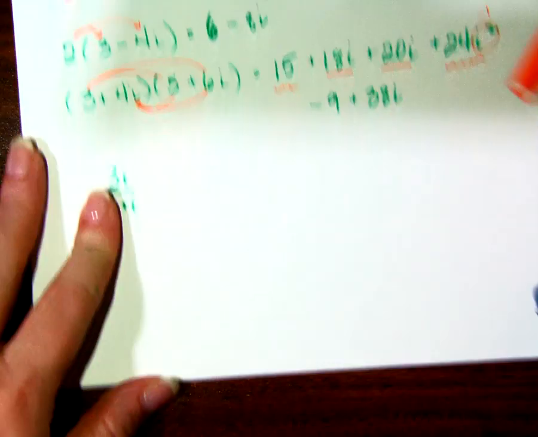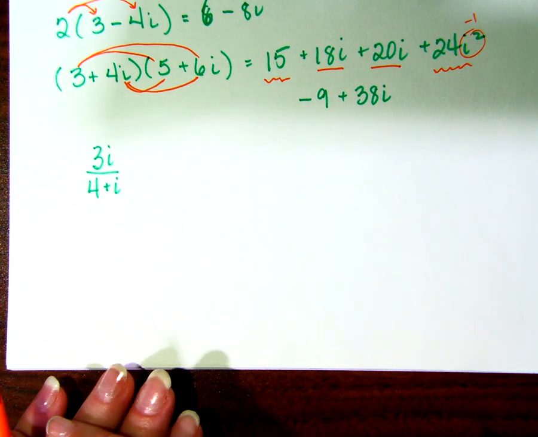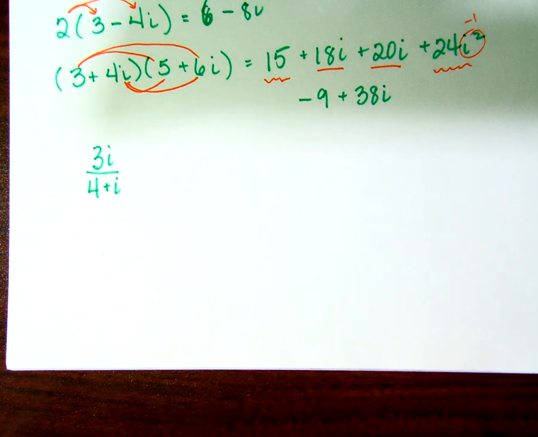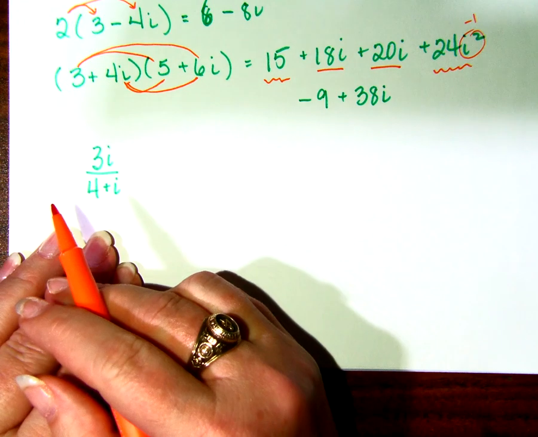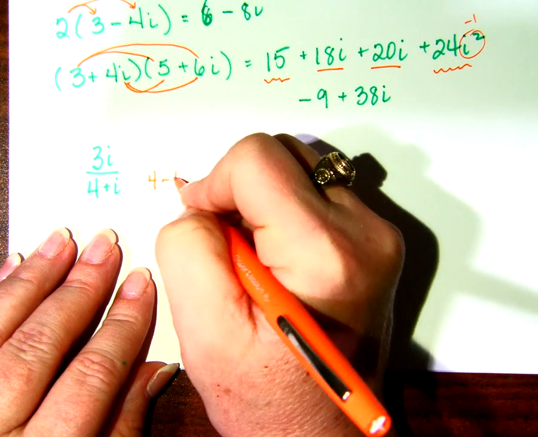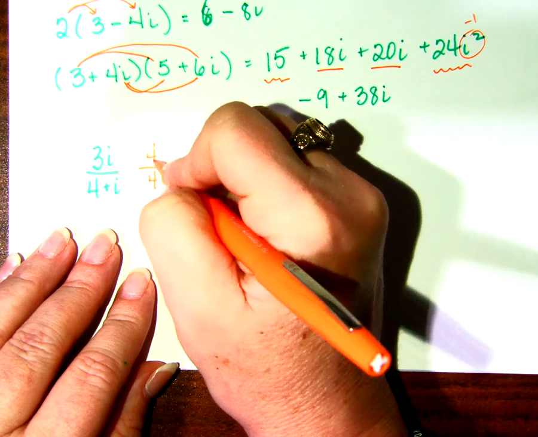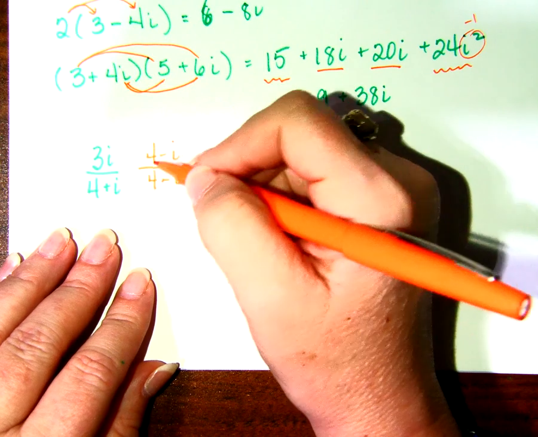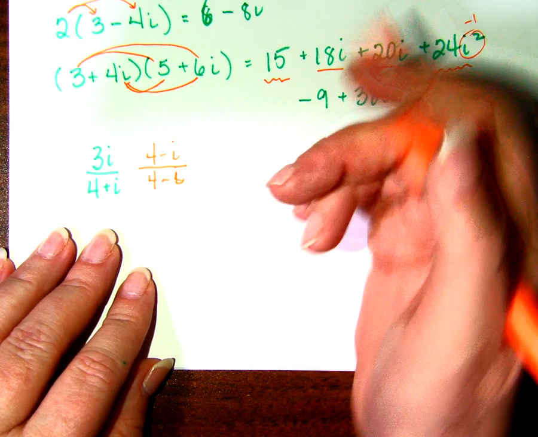So when I have a division problem, I need to find the complex conjugate of the denominator. Okay? The only thing I can multiply this fraction by that doesn't change its value is 1. But I get to choose the value of 1 that I use, right? So find the complex conjugate of the denominator: 4 minus i. If I multiply the denominator by 4 minus i, what do I need to multiply the numerator by? 4 minus i, because that makes a fraction of 1, and that's what I need. Does that make sense?